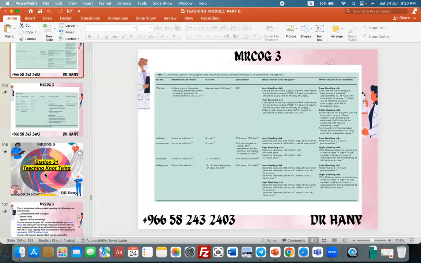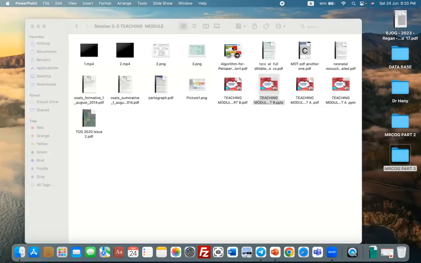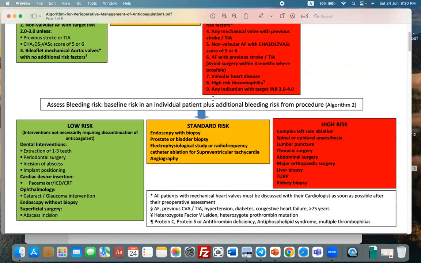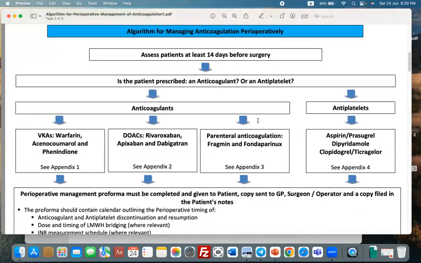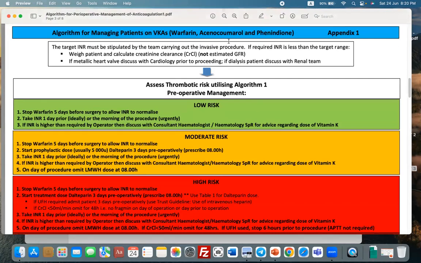I will go to another thing, which is this protocol. Also, it is an RCOG improvement project with the NHS. Again, the NHS has modified it. It's almost the same, but in the last exam, they asked when you will start the low molecular weight heparin. Usually you will start after 2 days in the postoperative protocol. 48 hours, yes.